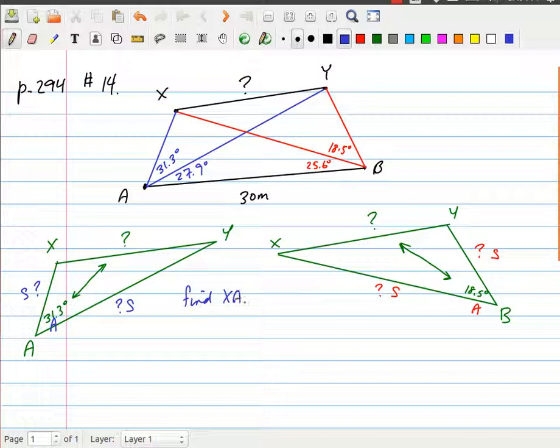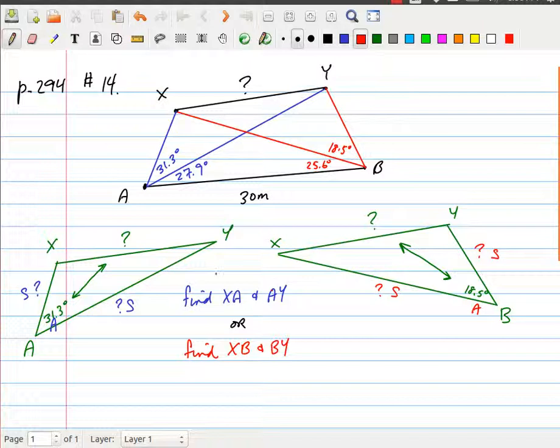XA and AY, or I can find XB and BY. I only have to do one of these two options, and that should give me enough information to find the side XY, depending on which triangle I use.